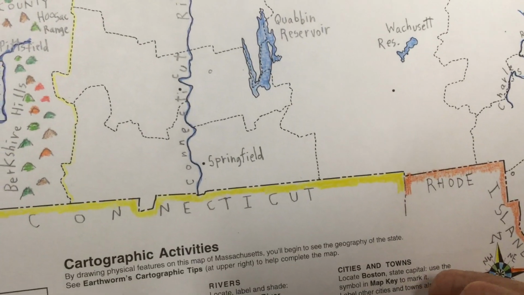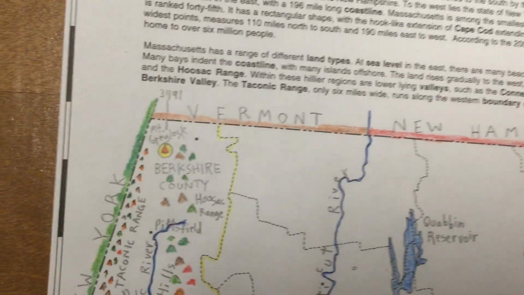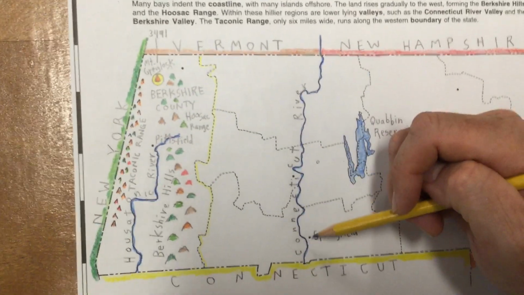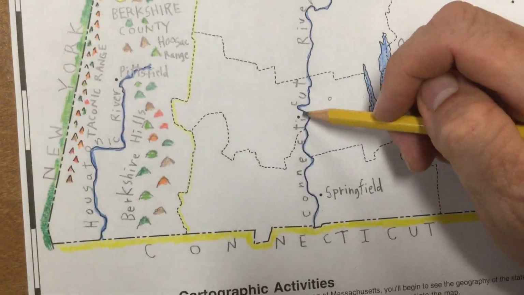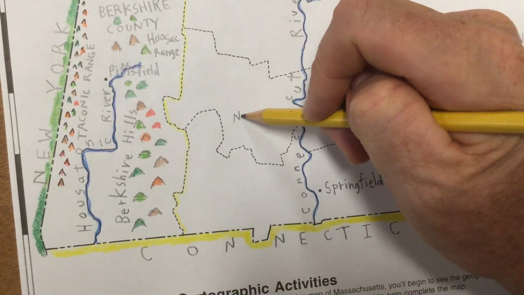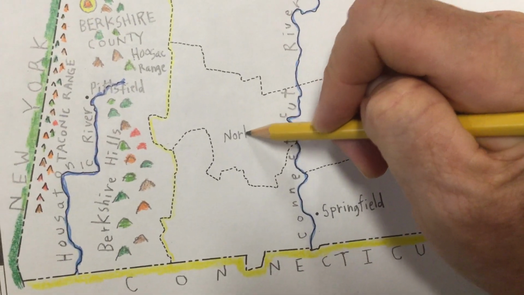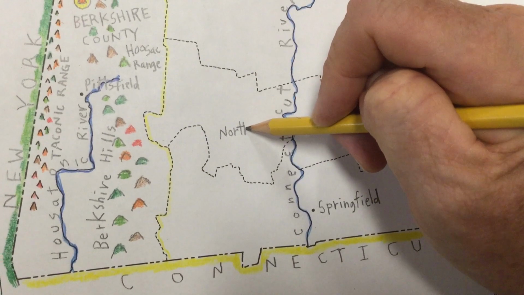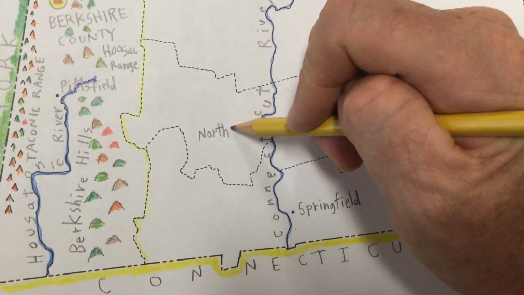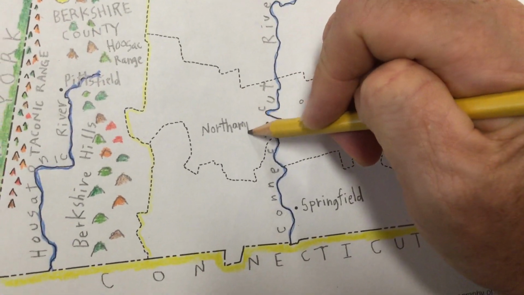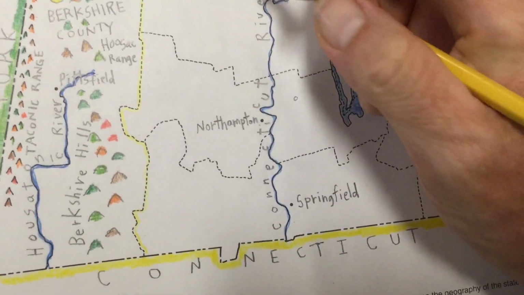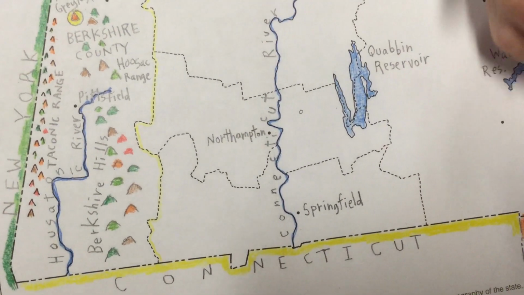Okay, good. Check that one off. We've already done Pittsfield. We did that in the last video. Okay, now Northampton is a little further north than Springfield, very close to that river also. Maybe I'll start a little bit to the left and try to make it end close to that dot. Northampton. H-A-M-P. If you're not happy with the placement of the name, you can always erase it and rewrite it again.